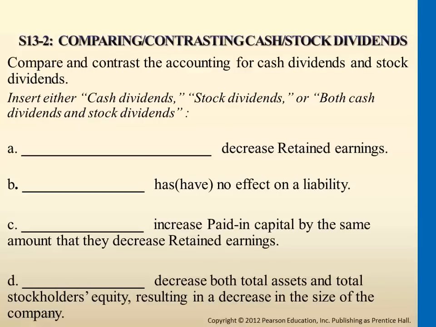So for cash dividends, definitely we will debit retained earnings, credit dividends payable, and later debit dividends payable, credit cash. What about stock dividends? What do we debit? Also retained earnings. So in this case, it will be both. Stock dividends, cash dividends, both decrease retained earnings at the end.